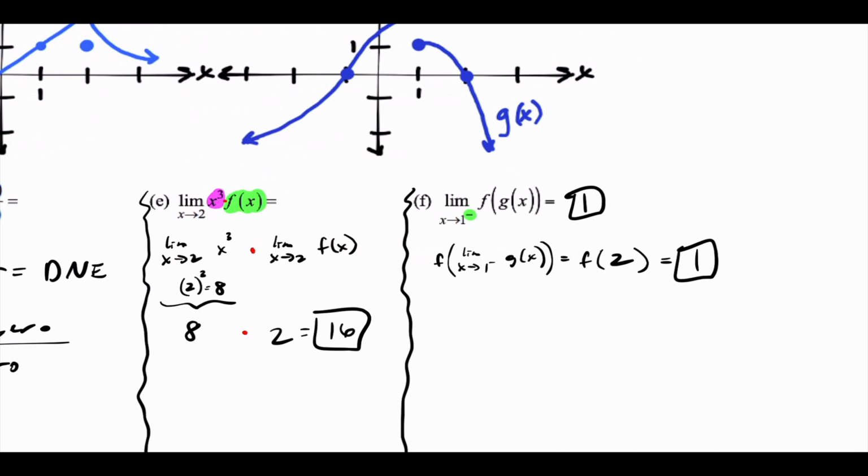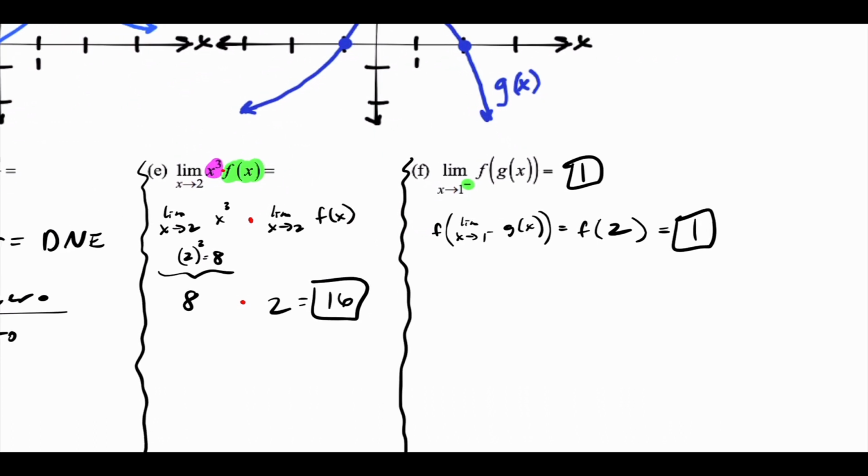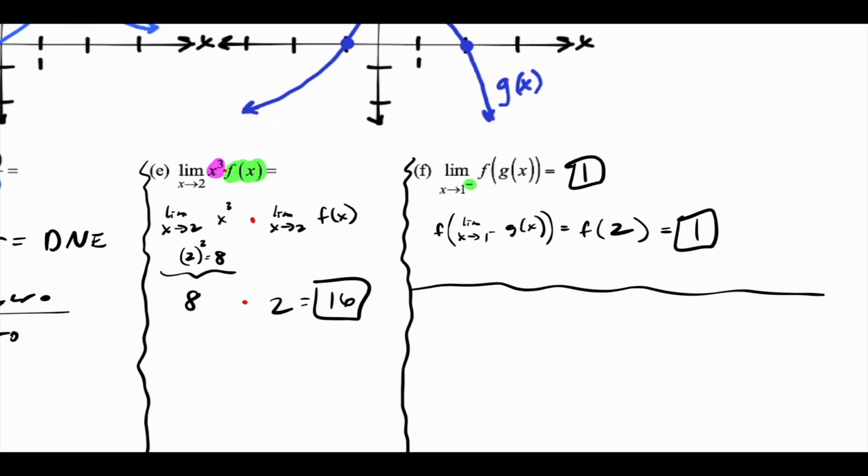Okay. Before we go to the last one, I'm going to give you one more problem. Try this one. We'll call this one G. Find the limit as x approaches 1 from the right for f of g of x.